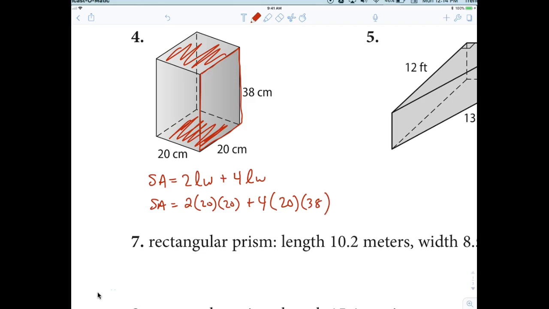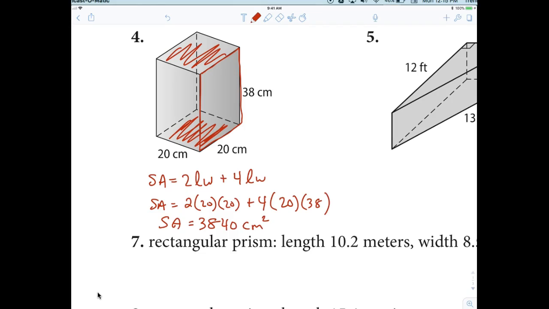Tell me, Landon. Somebody said 3,840. Anybody else? Yeah, that's what I got. 3,840. All right, centimeters squared. Is everybody good with that? That's not that hard. Is everybody agreeing with me?